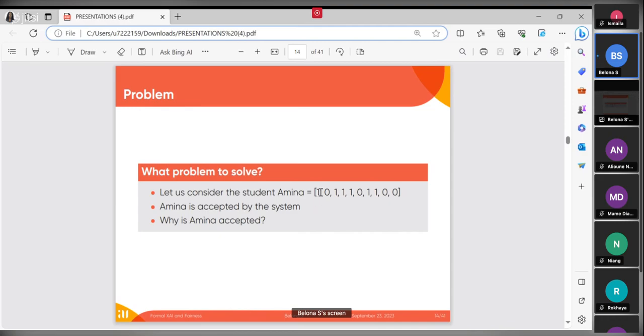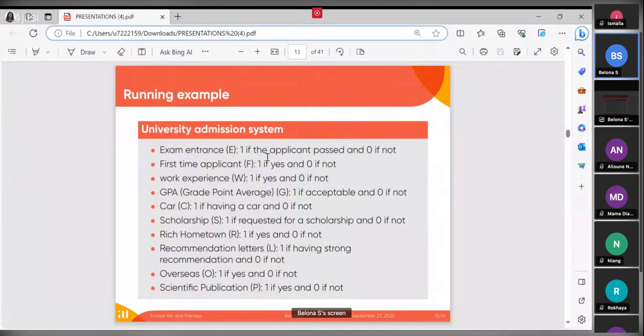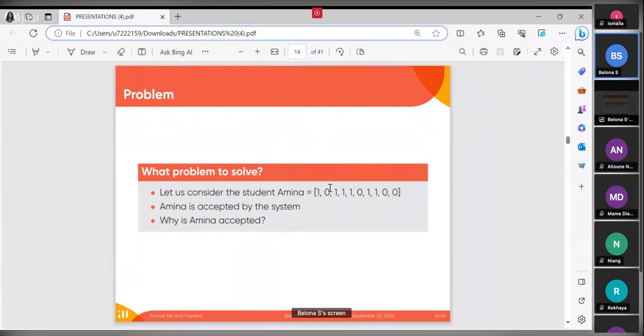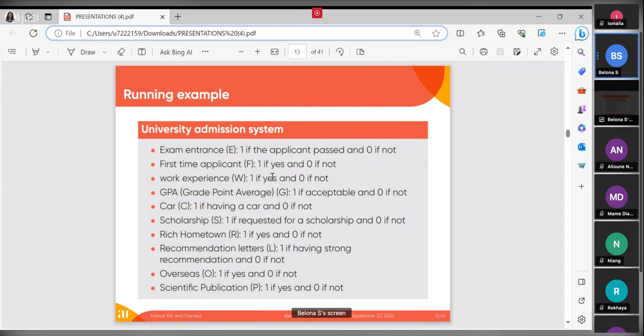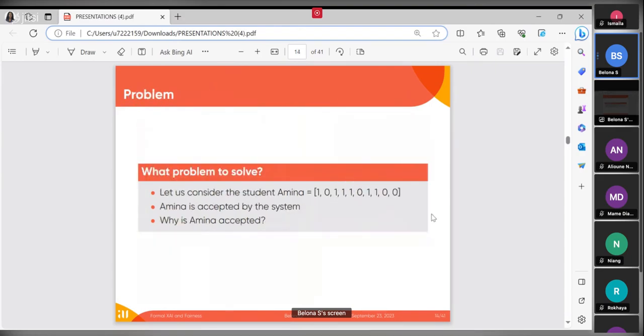One here means that if I come back, it means that she has passed the entrance exam, and zero here means that she's not a first time applicant, and so on. So this is just an example of an individual that will be used. In the next slide, what we do is to compute an explanation from this individual. So Amina is accepted by the system, and we want to understand the reason why.